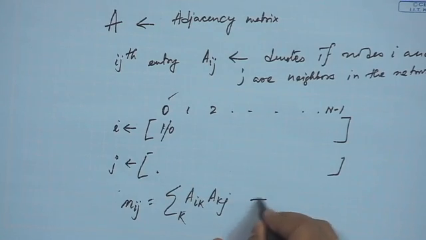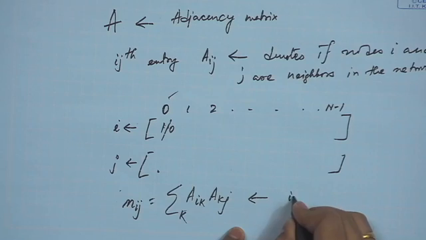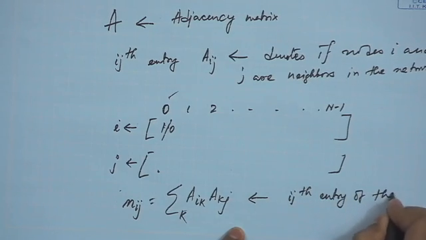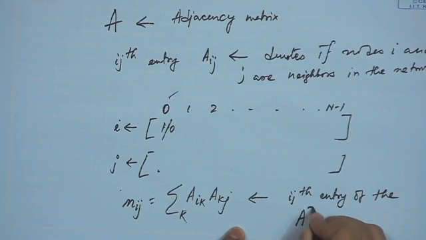If you note carefully, Nij also expresses the ijth entry of the A square matrix.